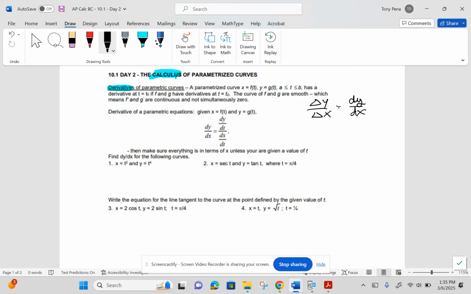And we've talked about this in the past, that if I took the derivative of x in terms of t, that should give me dx/dt, right? That's not our answer, because what we are trying to find is dy/dx, the change in y over change in x on the xy plane. If I took the derivative of the y equation, that would be dy/dt.